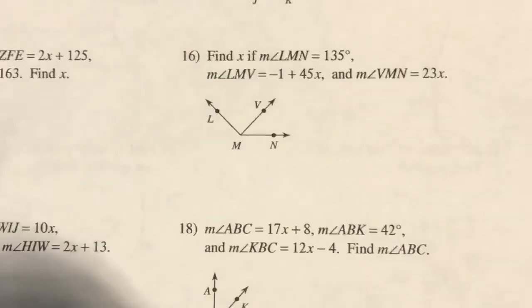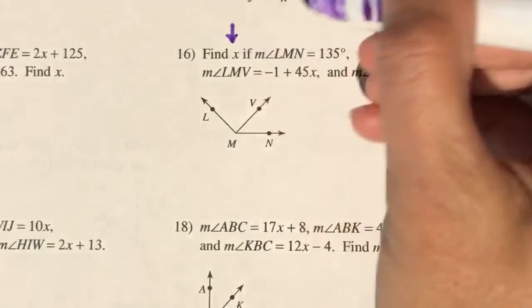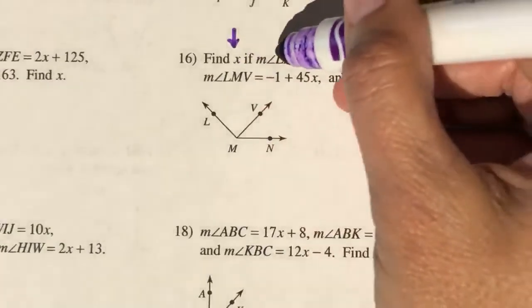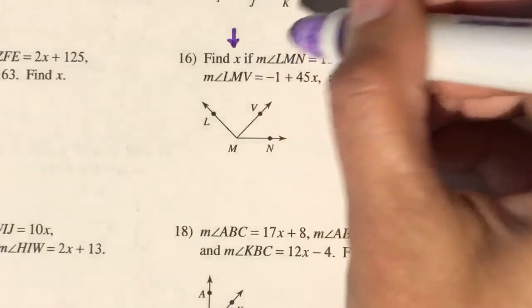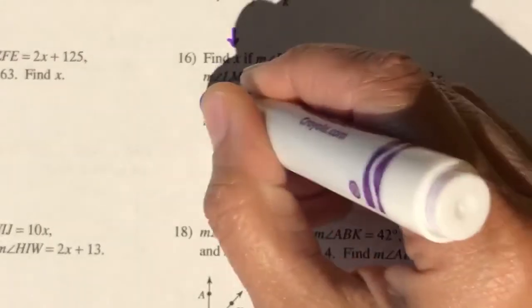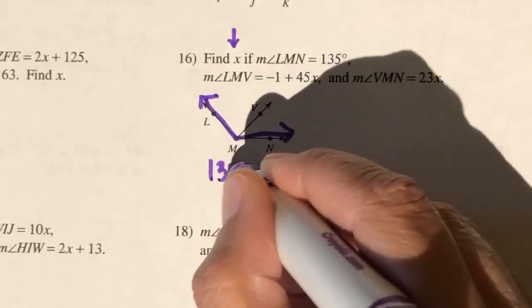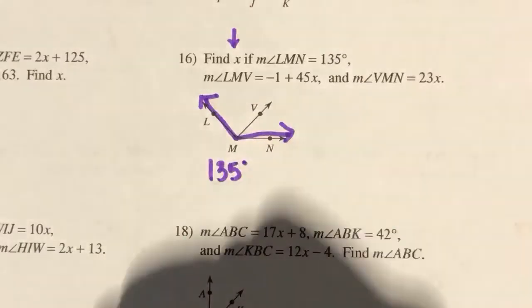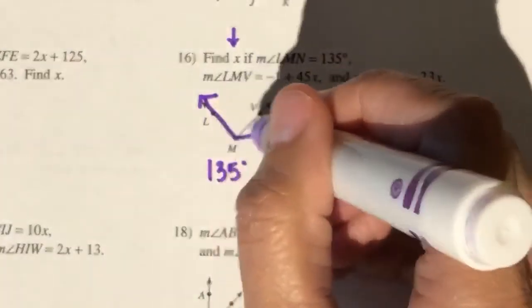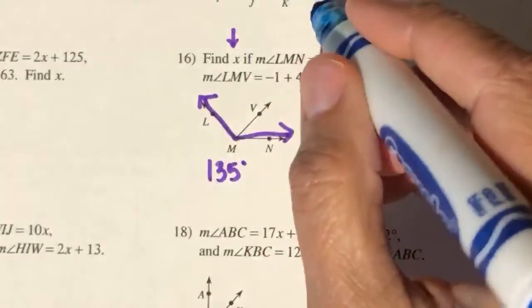So number 16 says find X. So we're looking for X. If the measure of angle LMN is 135, so LMN is this angle, and the measure of that angle is 135 degrees. So I'm going to write it on the outside, because if I write it on the inside, it's going to overlap the other angles, and I want to be able to label my picture the best I can. So I have 135 degrees, and that's LMN.